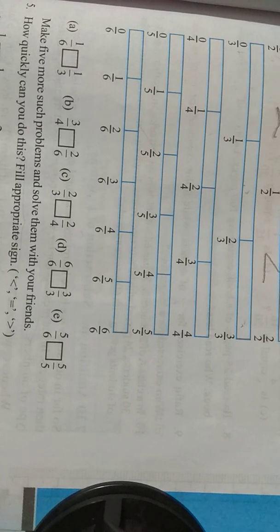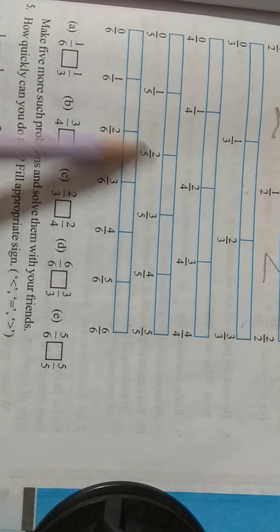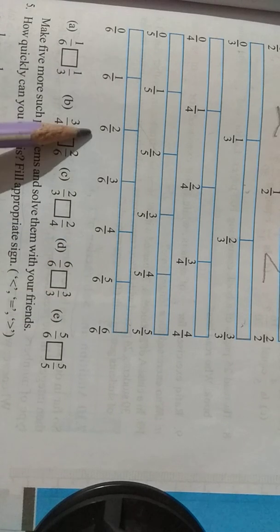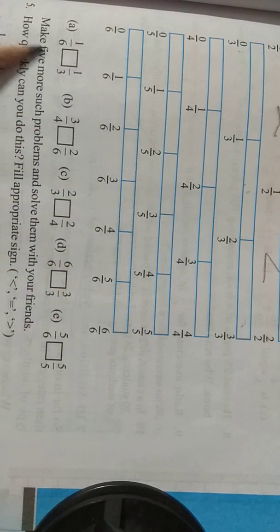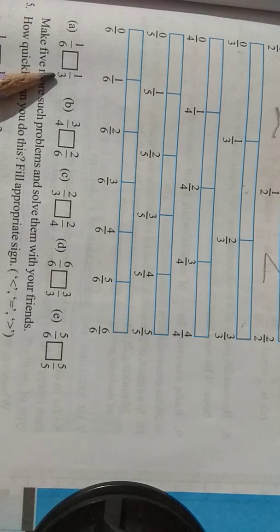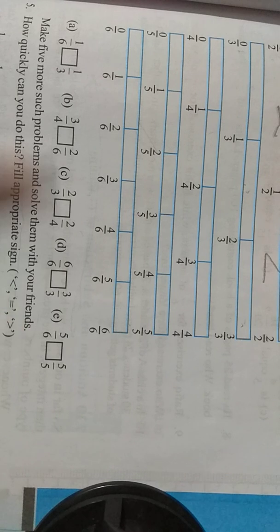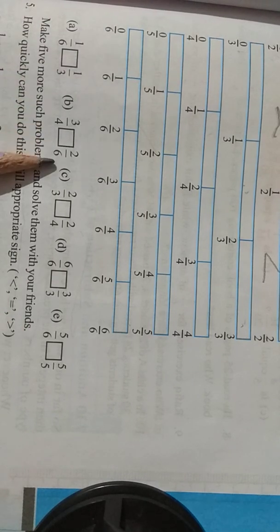Because here the denominators are different. In the earlier ones we had the same denominator, so we could decide easily which one is smaller and which one is bigger. But now we have different denominators, so we have to solve them by the division method and make the denominator the same. How?